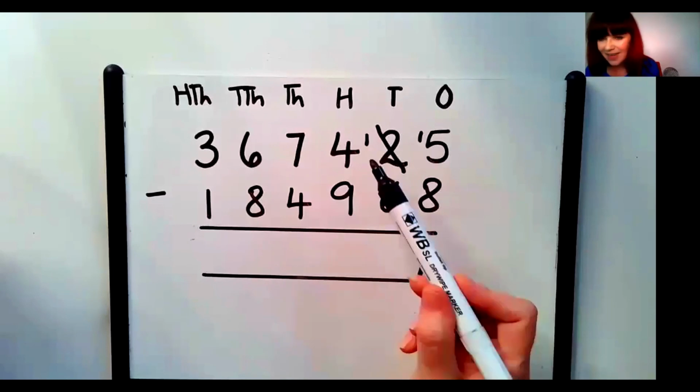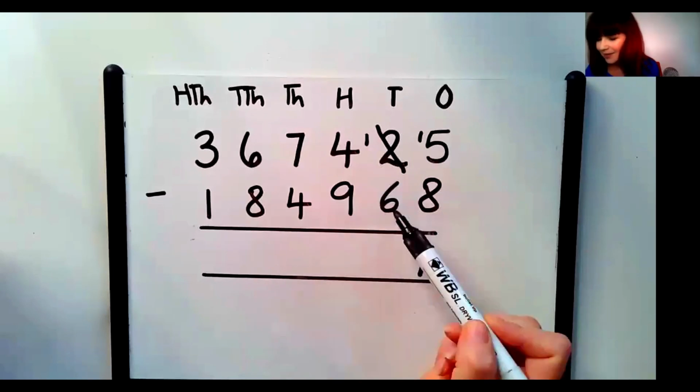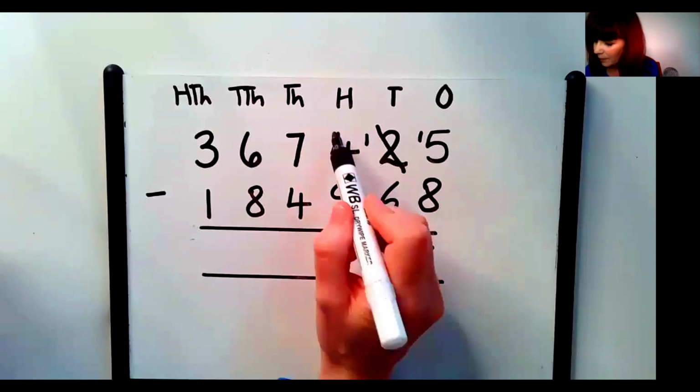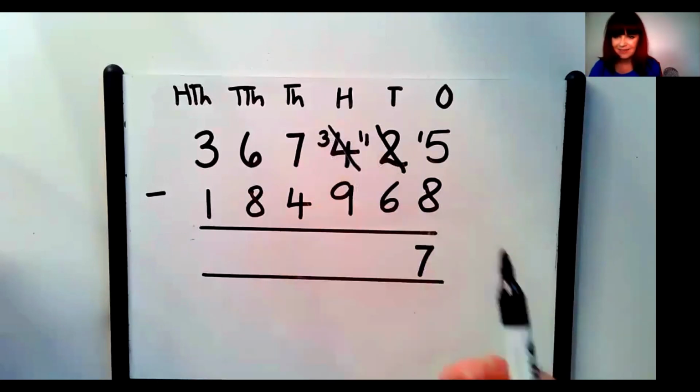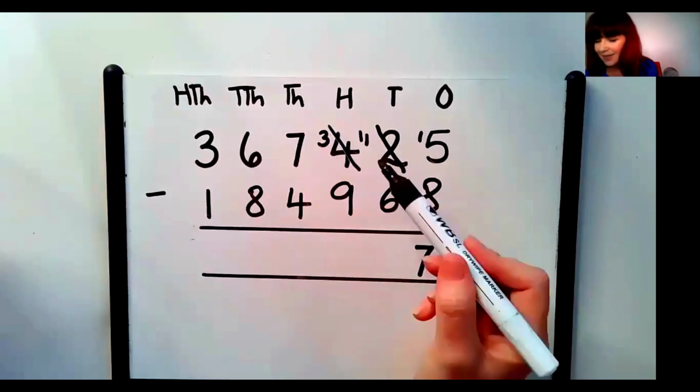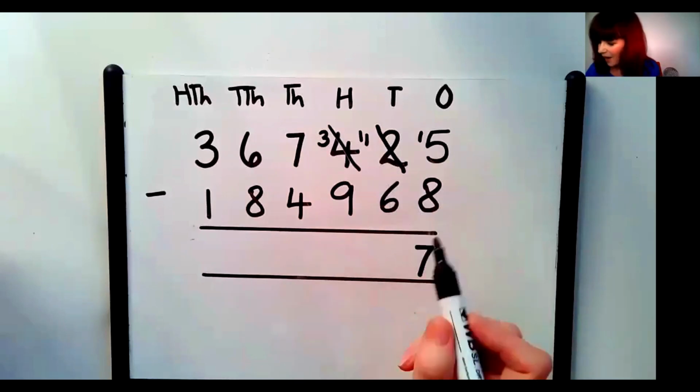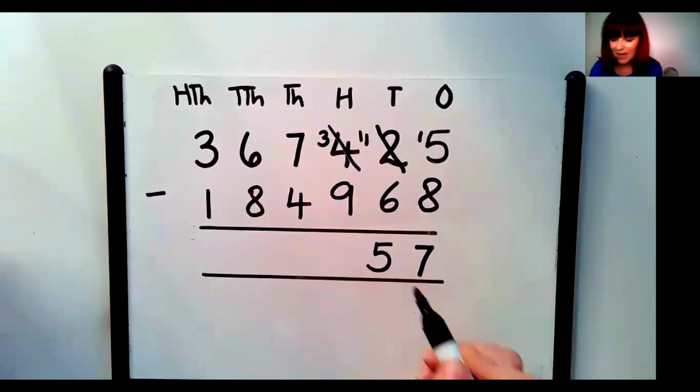I have 1 ten and I need to take 6 tens. It's going to give me a negative number. I'm going to exchange one of those hundreds for 10 tens. I've got 11 tens, take away 6 tens. I have 5 tens remaining.